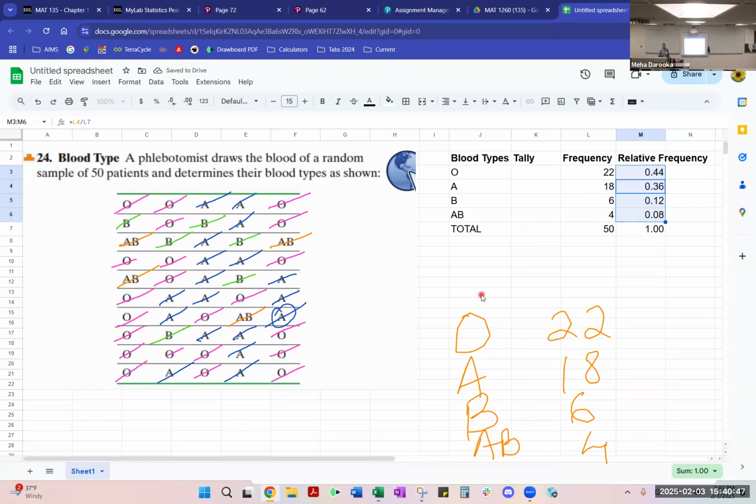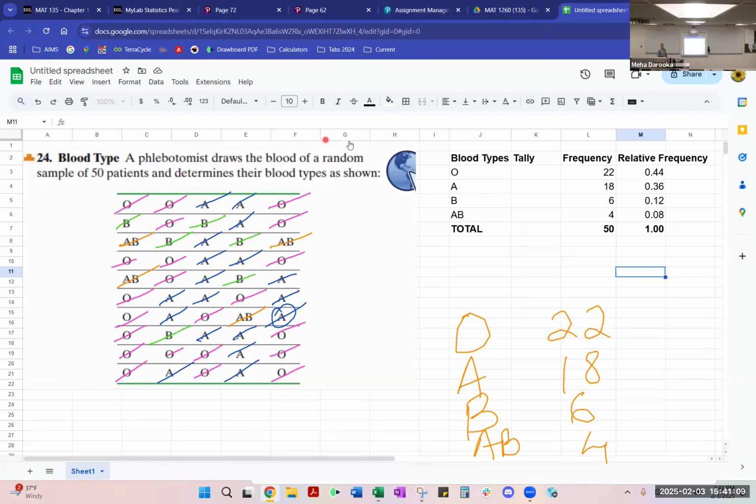So I would like you guys to start practicing. If you have Excel on your laptops and that's a program you're comfortable with, you can use Excel. But if you're not comfortable with it, I am going to be using Google Sheets. So you can obviously use Google Sheets.